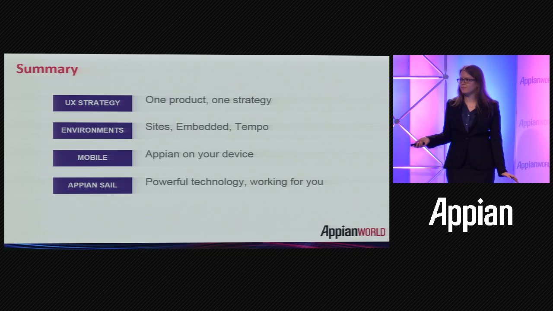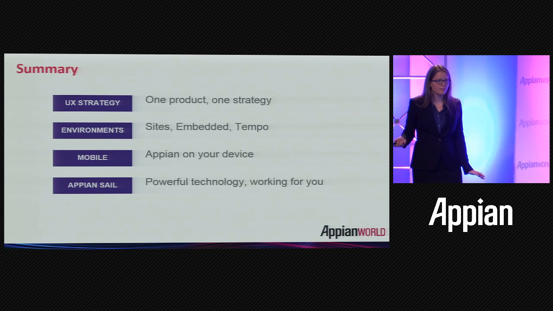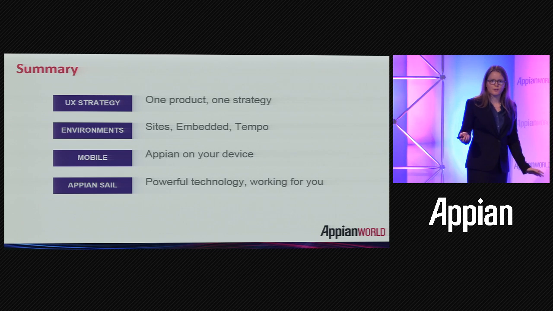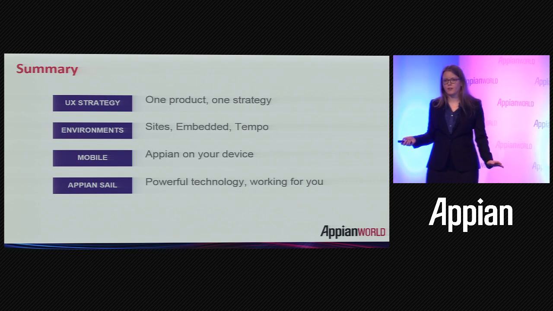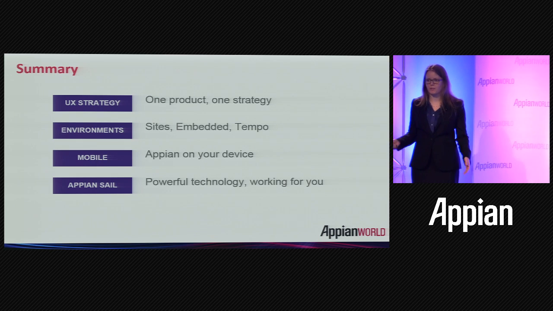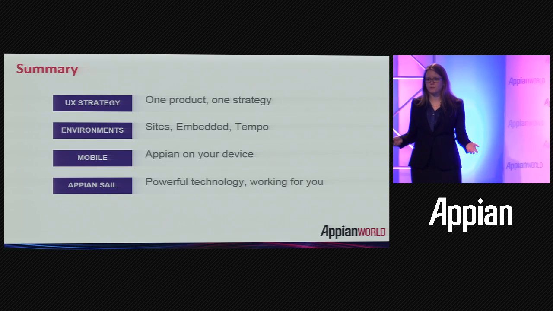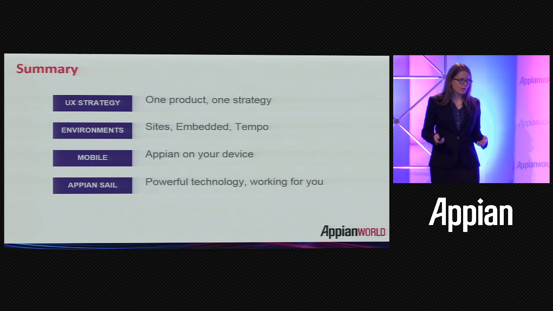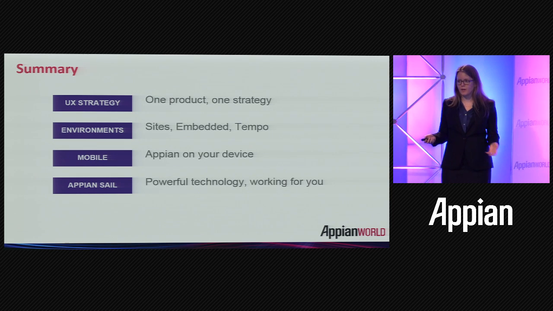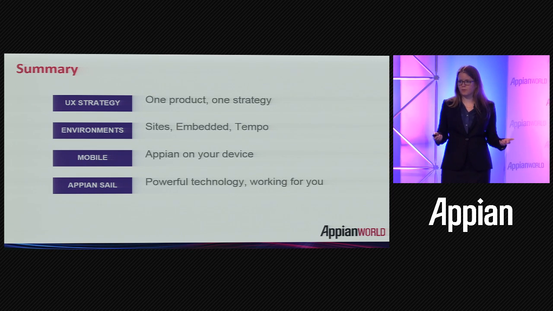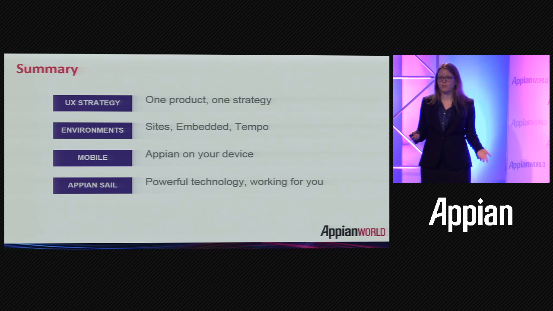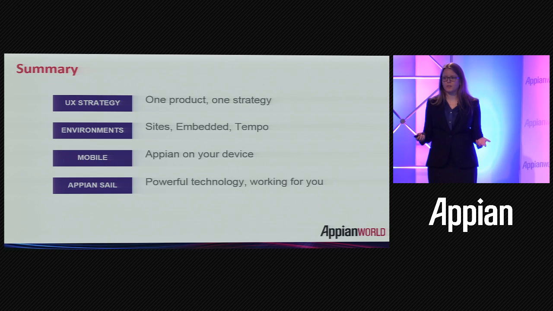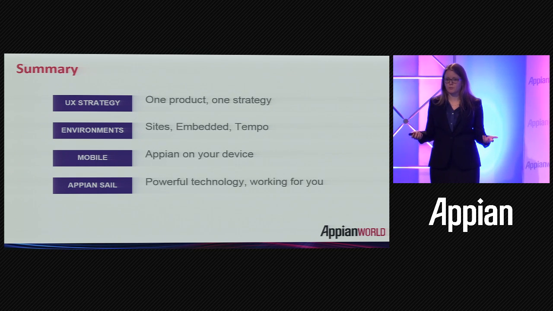All right, so we covered a lot of stuff. Go back through it real quick. So remember, when you get Appian, you get the whole product. You get everything. And you can do as much as you want with it. You can use all the features. You can use a couple of the environments. The environments, which we went through, sites, embedded, and tempo. You can use one of them. You can use all of them. Many of you are on tempo now, but I hope you'll explore the other two and see if any of them can be a great addition to your Appian solution.